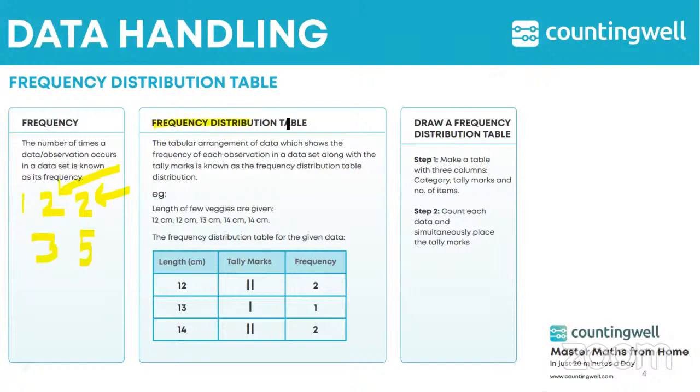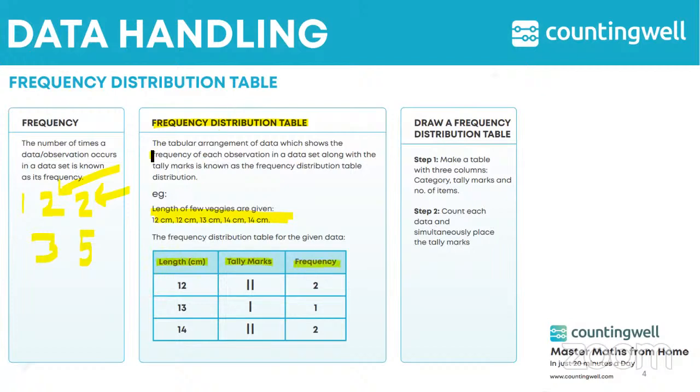Let us see what is a frequency distribution table. It is nothing but the tabular arrangement of data which shows the frequency of each observation in a data set along with the tally marks. So here you can see, for example, length of few veggies are given. These lengths are in centimeter. We have 12 centimeter, 12 centimeter, 13 centimeter, 14 centimeter, 14 centimeter. So we are arranging this data in form of a table with the columns length, tally marks and frequency.